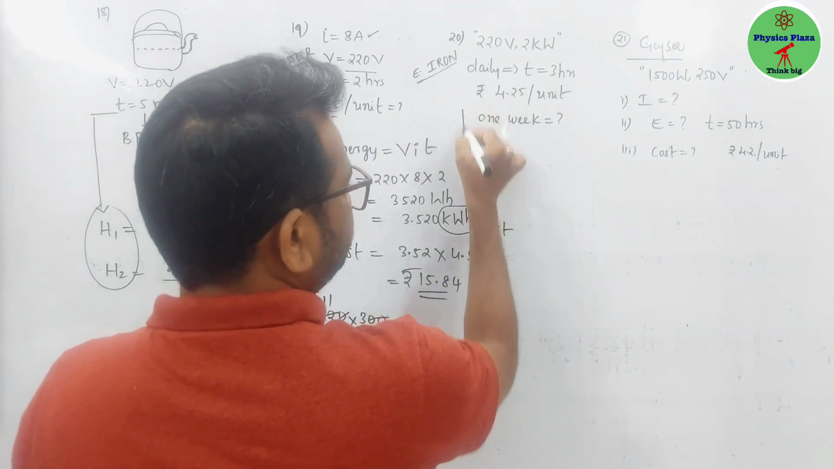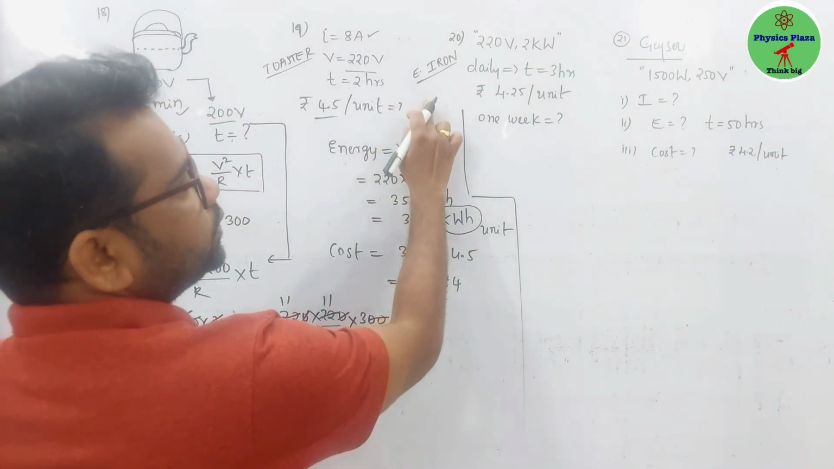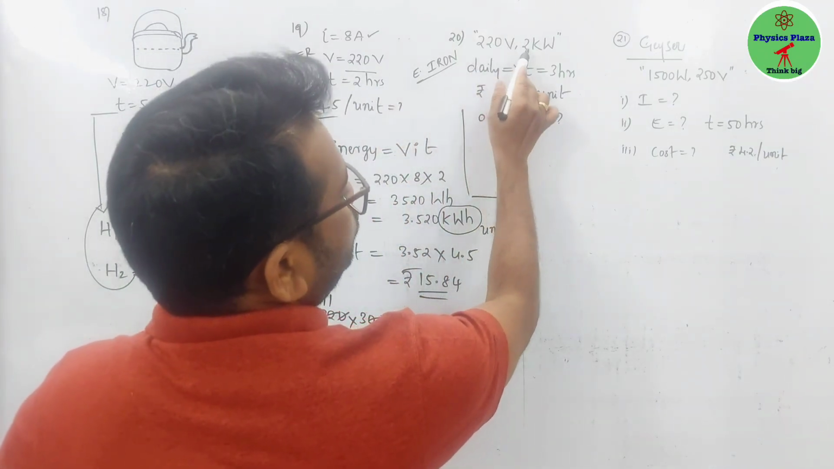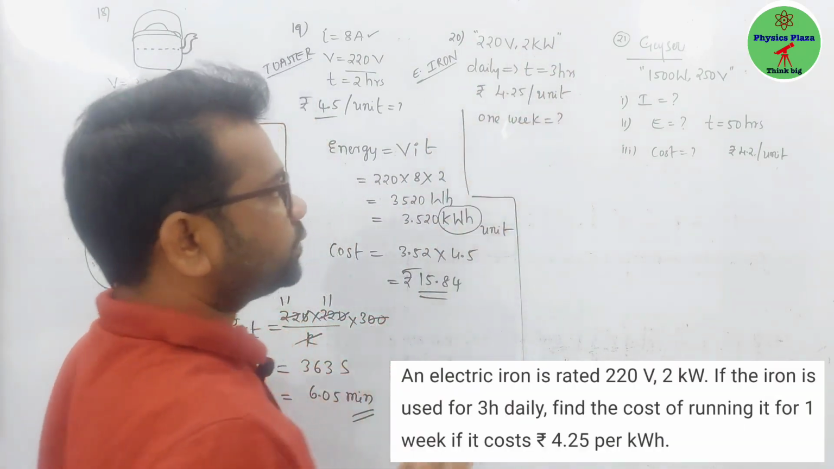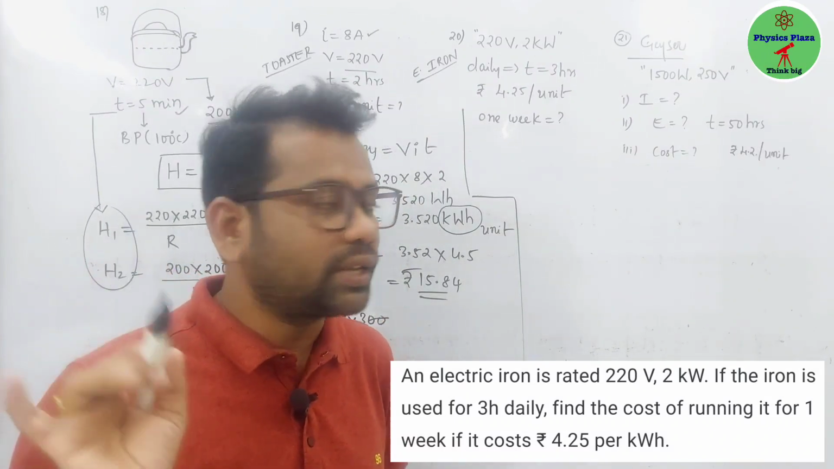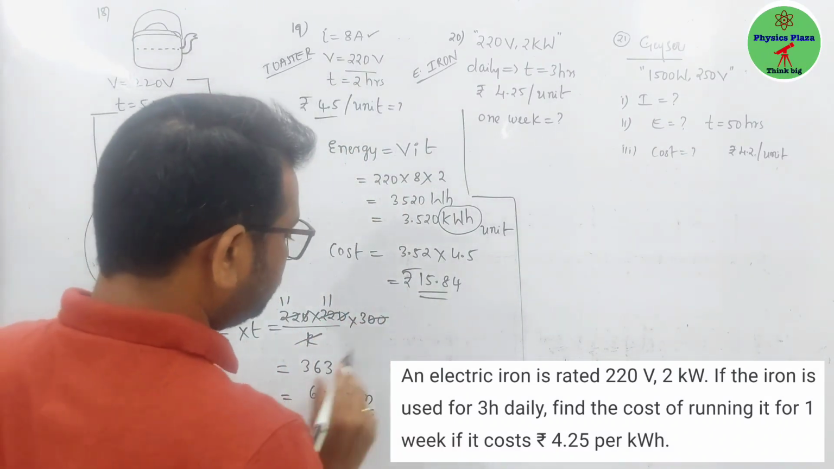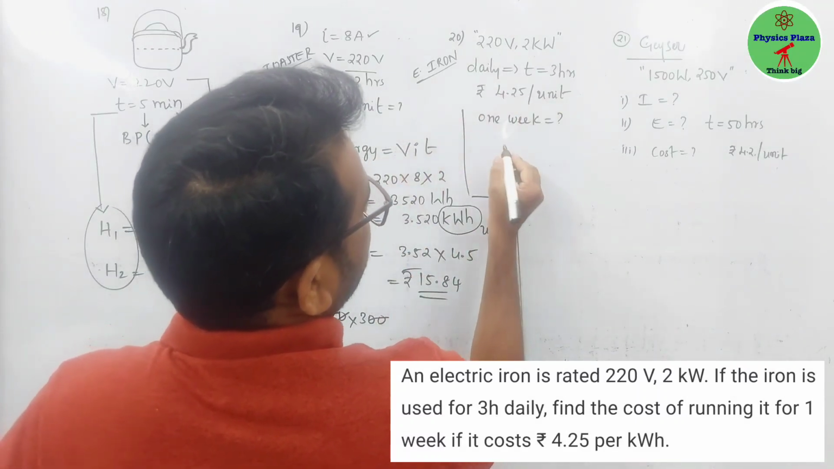Now come to the 28th numerical. Here an electric iron of power rating 220 volt, 2 kilowatt. Daily it is used for 3 hours. Then what is the cost of electrical energy consumed in 1 week, they are asking. So first let us calculate the electrical energy.